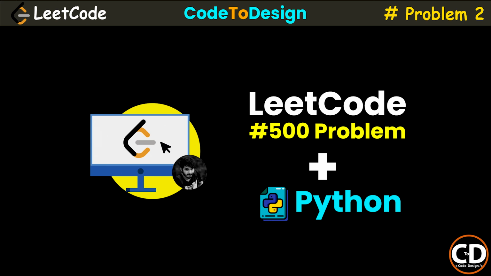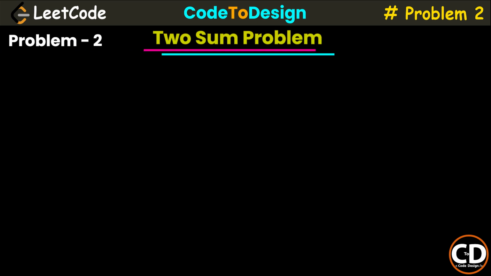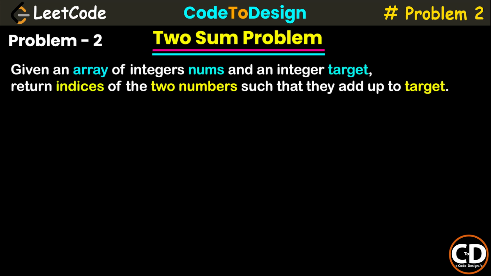In today's video, we're going to tackle another classic problem that often appears in coding interviews and competitive programming, the two-sum problem from LeetCode. The problem is as follows. We have been given an array of integers, nums, and an integer, target, and now our task is to find the two numbers in the array that add up to the given target. The goal is to return the indices of these two numbers, and you can return the answer in any order.